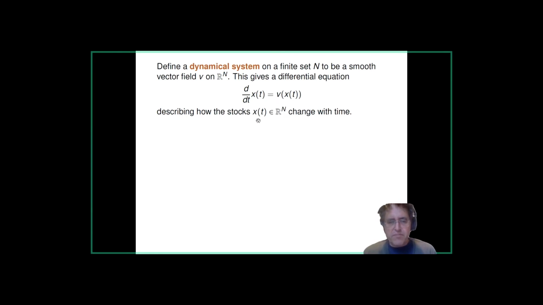So what the point means here is we will think of N as some set of stocks, and so x of t will be a number for each stock, saying how much of each stock you have as a function of time, and this differential equation will describe how those change.